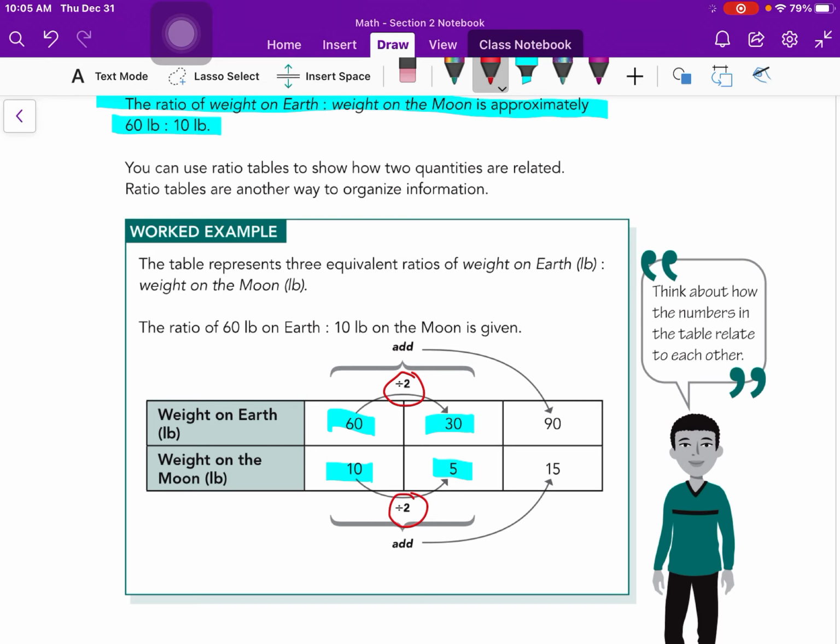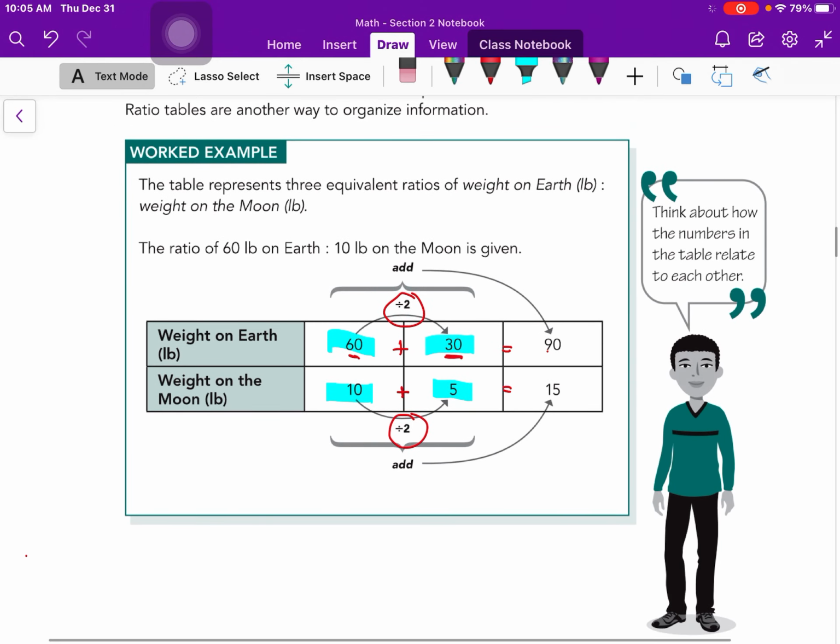What if you weighed 90 pounds on Earth? Well, then you'd weigh 15 pounds on the moon. How could I figure that out? Well, a couple different ways. I could say if a person was 60 pounds and 30 pounds and I combine those pounds together to equal a 90-pound person, and I combine these two together, that person would weigh 15 pounds on the moon. All right. So I've got some different ways to know that I am coming up with the right amounts.